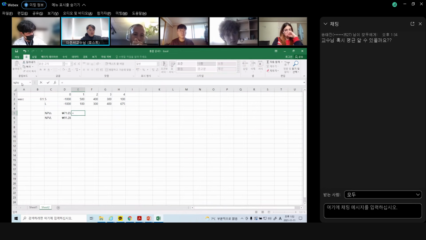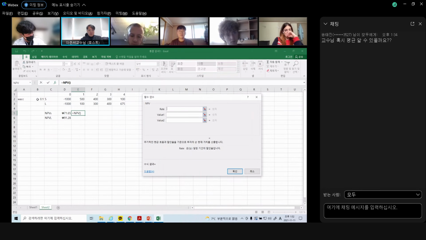So let's do it again. Net present value, interest rate is 10%, and you cannot start at time 0, but you should start at time 1. Here you go. That's the net present value. By definition, in Excel, the NPV function automatically recognizes the first cell as the cash flow occurring at the end of the first year, not 0.